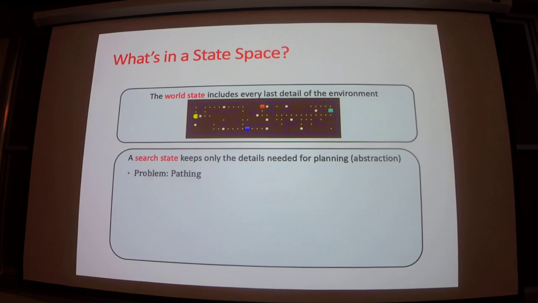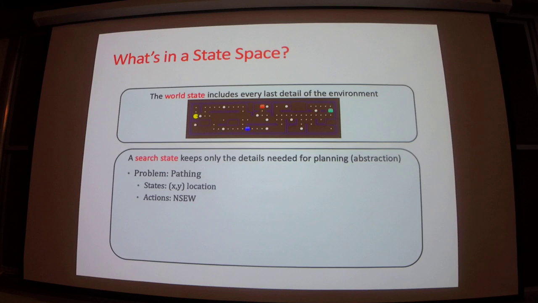So let's talk about a specific kind of problem, which is pathing. If we look at this example of Pac-Man, say we want to go from one position to another position. That's the problem that we'll call pathing. And so the states there would be Pac-Man's X and Y location, right?